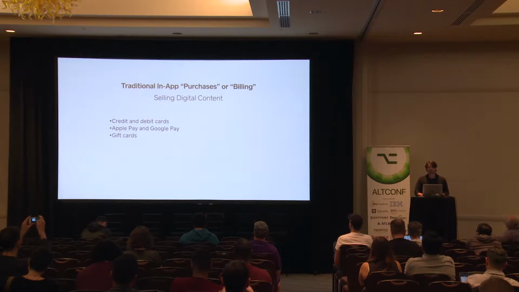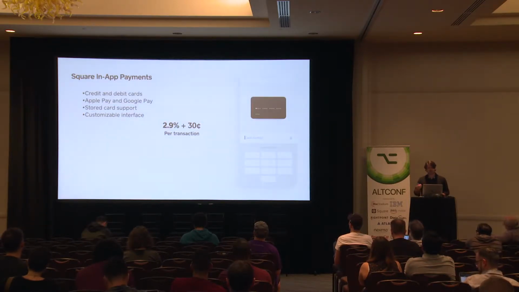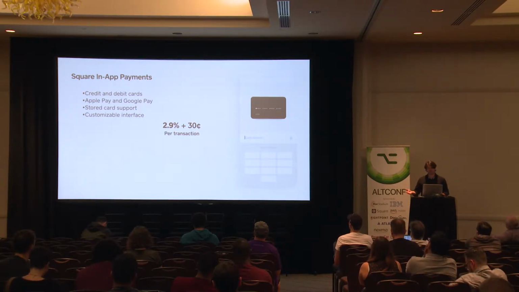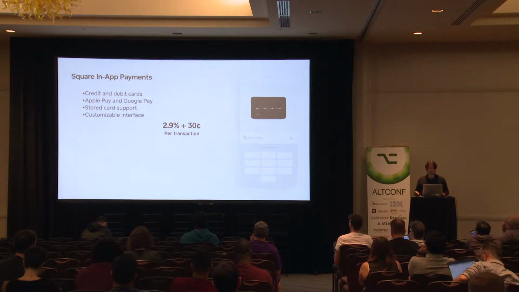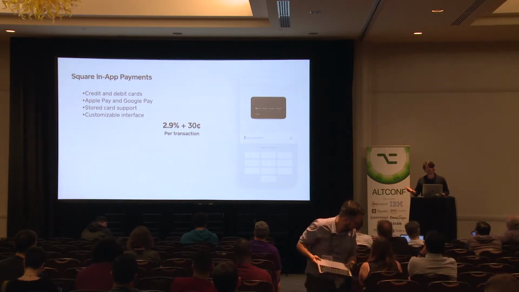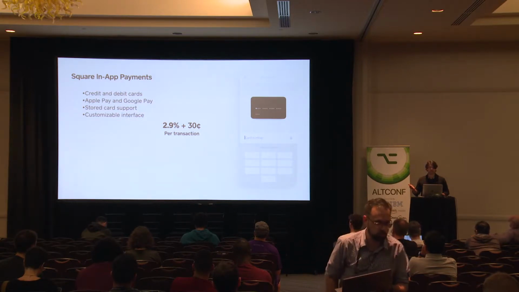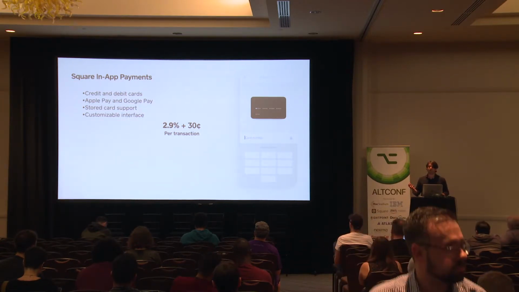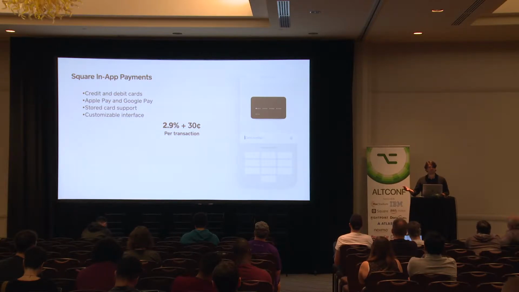So what is Square In-App Payments? Instead of almost a third of your payment going to a provider, we offer just 2.9% plus 30 cents per transaction. So this is way more similar to a traditional credit card charge. We also support credit and debit cards, and Apple Pay and Google Pay as well. And we also have stored card support, where you can take a card and put that on file with a customer and rebill them, even if they don't have Google Pay or Apple Pay, from a manually entered credit card.